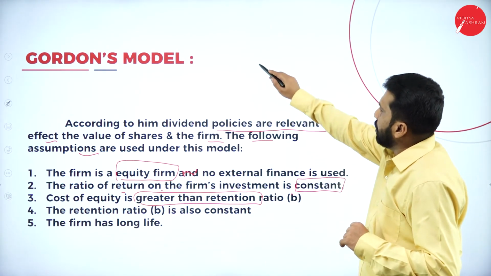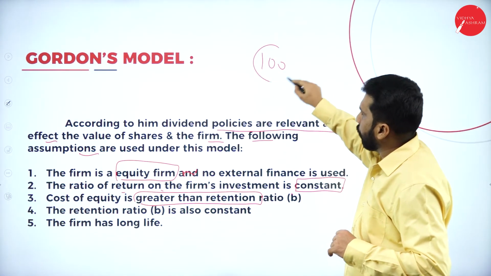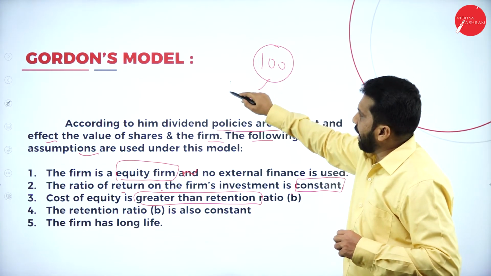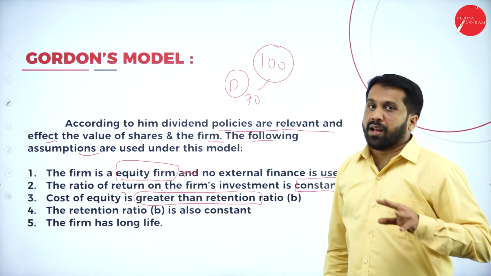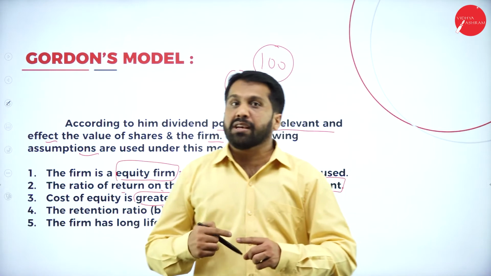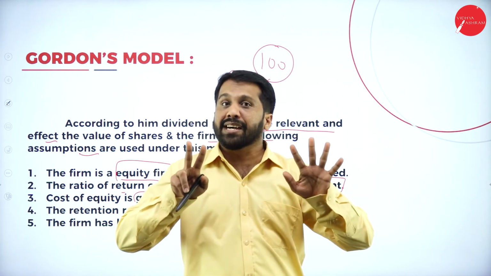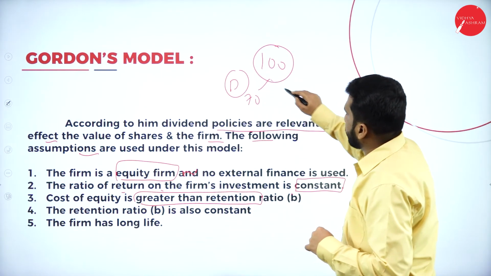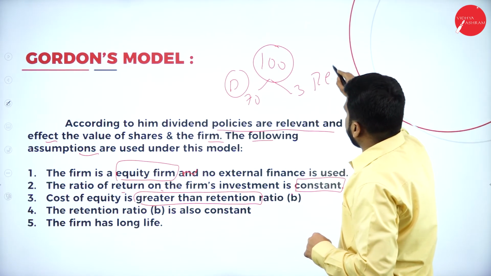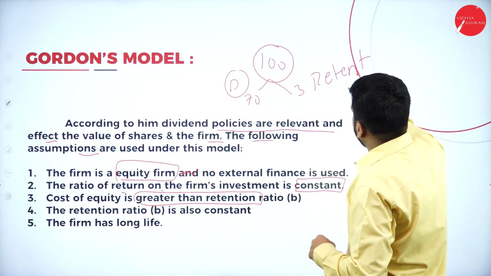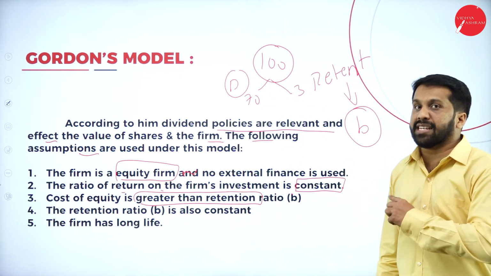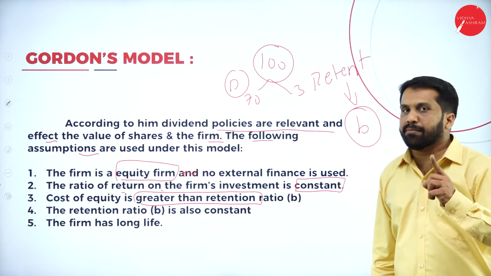I'll tell you. You got 100 rupees profit. In that profit, 70 you have given as dividend. Out of 100, you have given to shareholder how much? 70. What is the balance? 30. This 30 we call it as retention and we call it as B. Remember, what do we call retention? We call it as B.